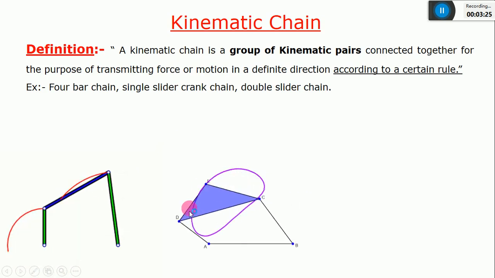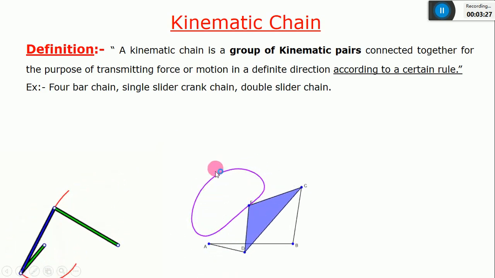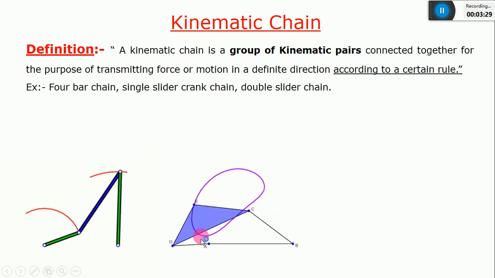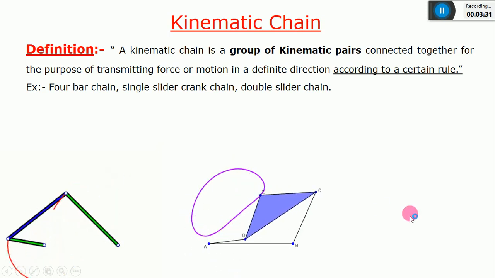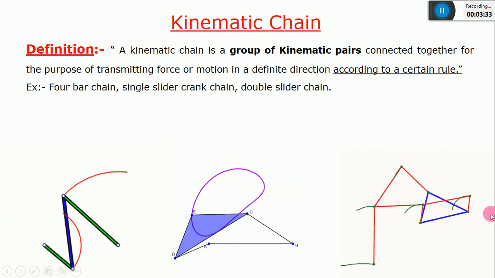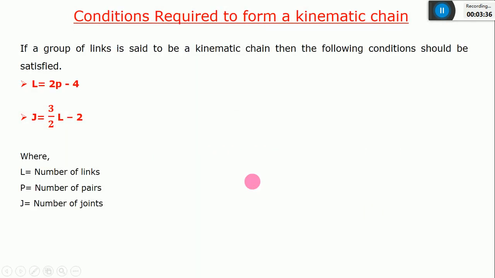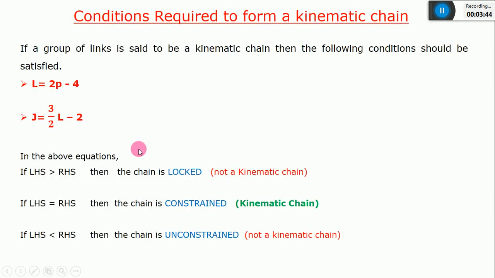I have given some examples also. You can see the path which the point is tracing. It is definite. Always it is the same. It was also an example of a kinematic chain. Then we discussed what are the conditions to be satisfied so that we can call a group of kinematic pairs a kinematic chain. These were the 2 conditions, and I explained 3 cases also.